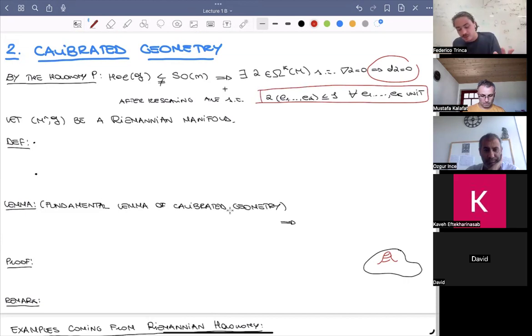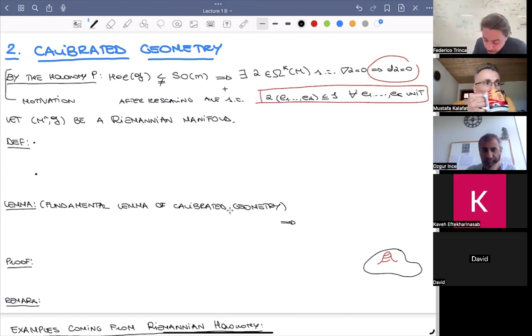So we kind of see why Riemannian holonomy reduction. Holonomy reduction implies existence of certain objects that I'm going to define now. This was essentially a motivation of why we can be interested in calibrated geometry. So first, let me give you the definition.